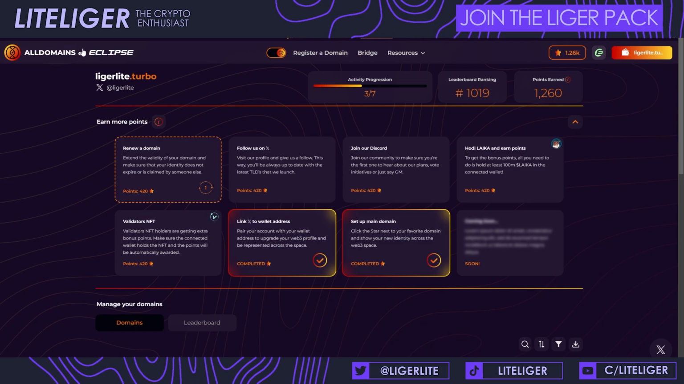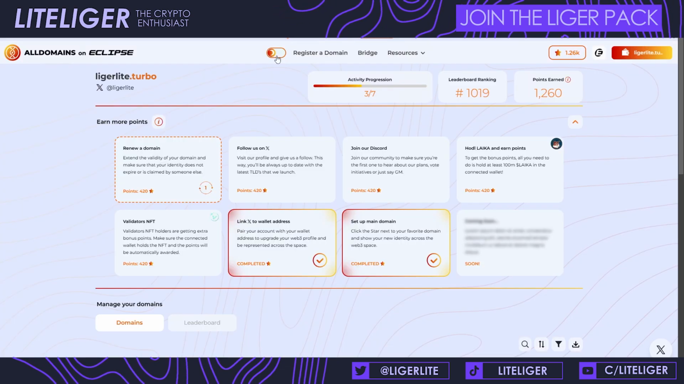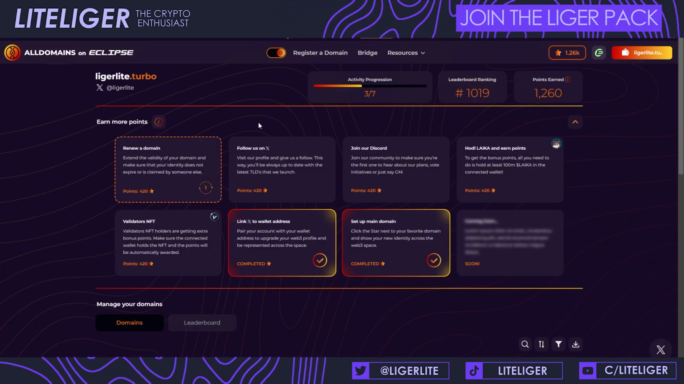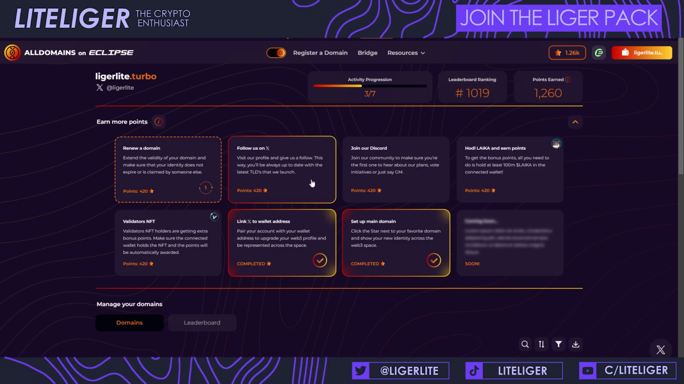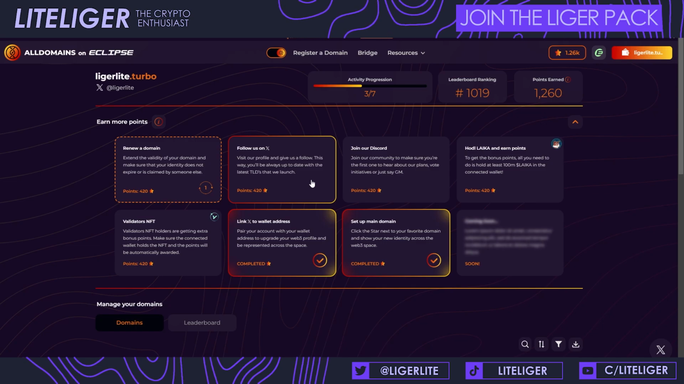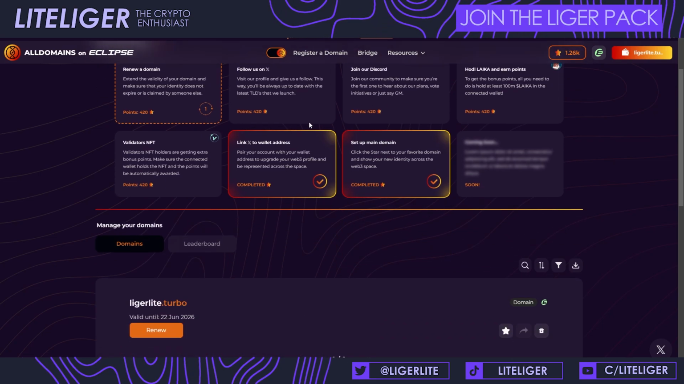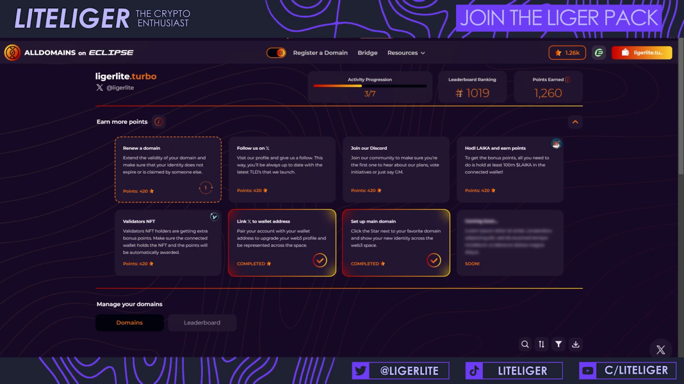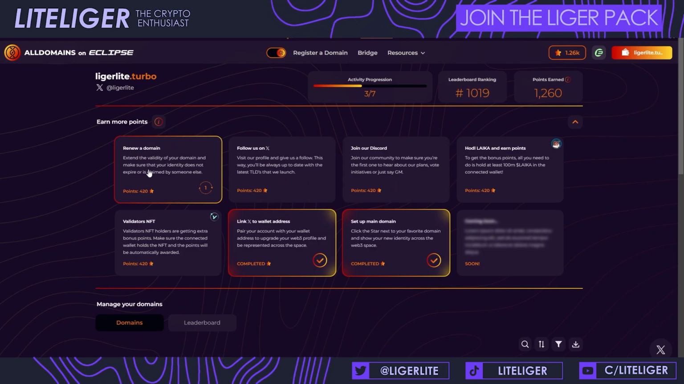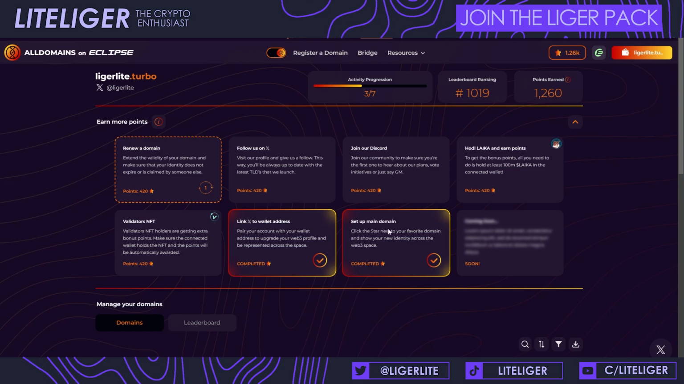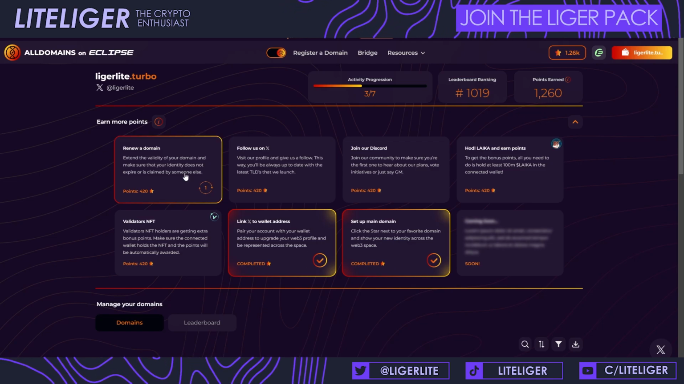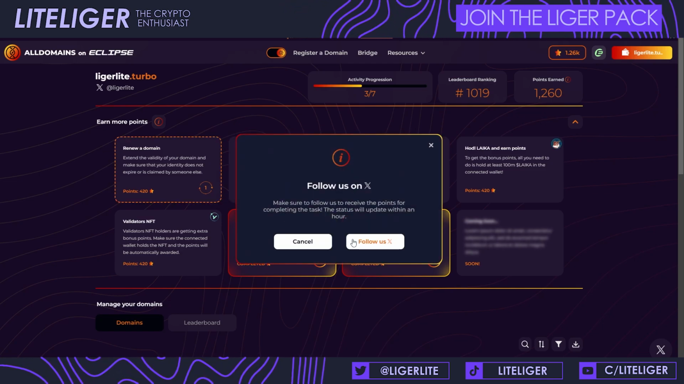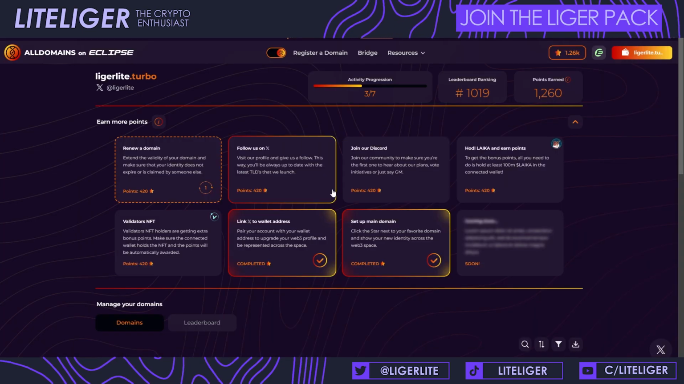We have All Domains, and one thing that is actually interesting about All Domains is that they will give you a free domain by linking your Twitter account, and you get it for 5 months. So you can get your own handle for 5 months for free, and then you can renew it and you will be getting points. So you will not get any points by just getting the free one. By renewing, linking your wallet address and setting it as your main domain, it will give you extra points. Following them on Twitter and things like that will give you extras as well.